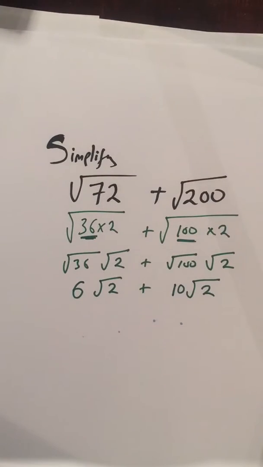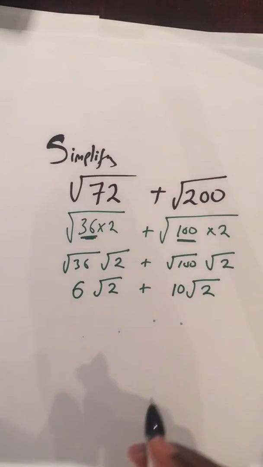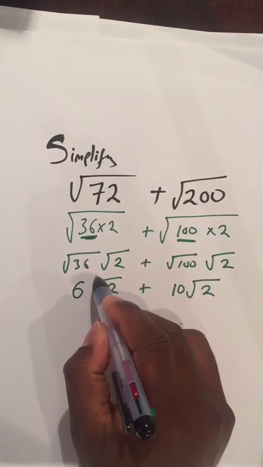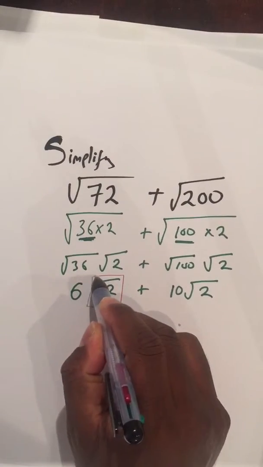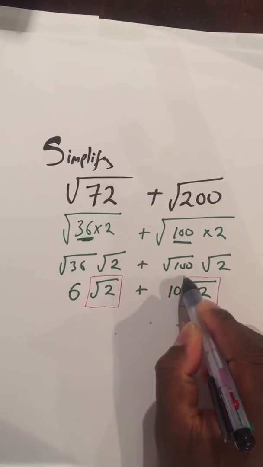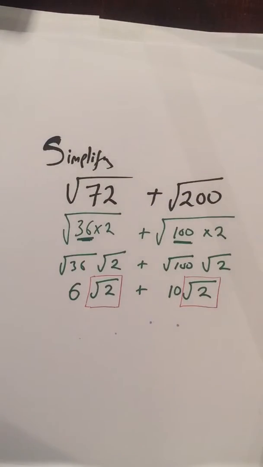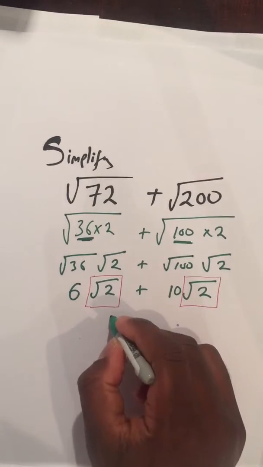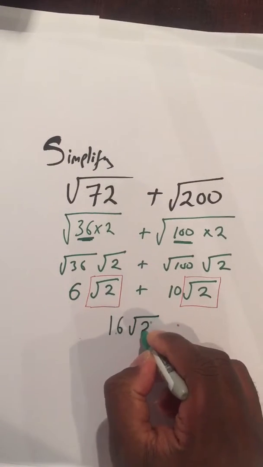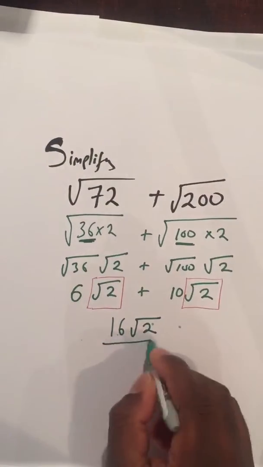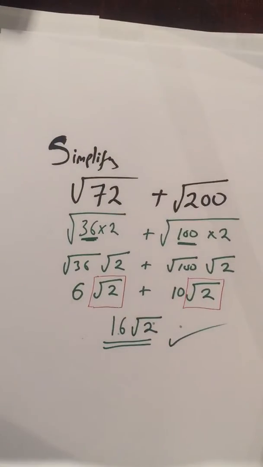Now at this juncture, I need to let you know that when you're dealing with surds, take it as algebra. Pretend that this root 2 here is just x. 6x plus 10x would be 16x, right? But instead of 16x, what we have is actually root 2. So the answer here is 16 root 2. Okay, now that is simplifying surds. It could get more complicated. Let us see more examples.